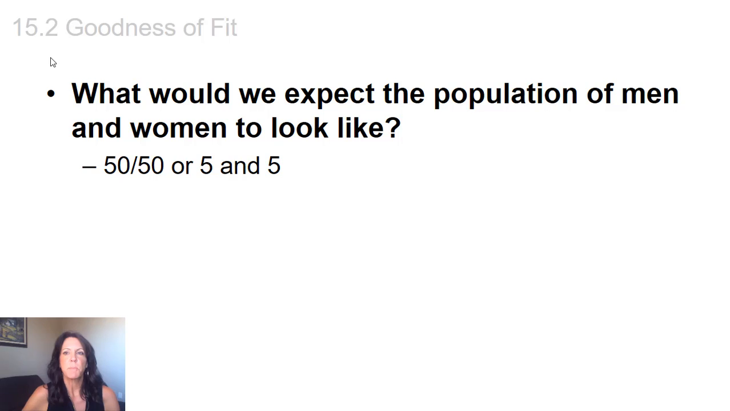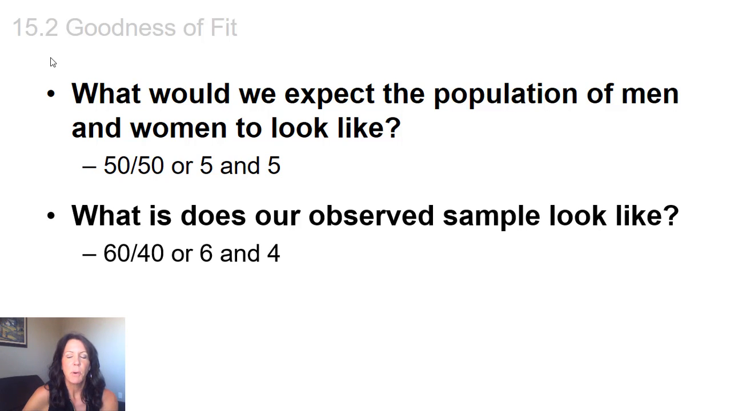So what would we expect the population of men and women to look like? Well, if we are saying that there's an equal chance, then that would be 50-50. So if we have 10 managers altogether, that would be 5 in each group. But what our observed sample looked like was 60-40, or 6 in one group and 4 in the other group.